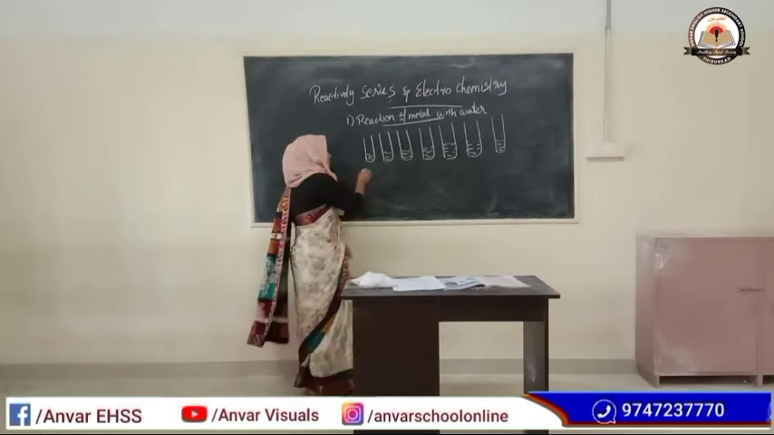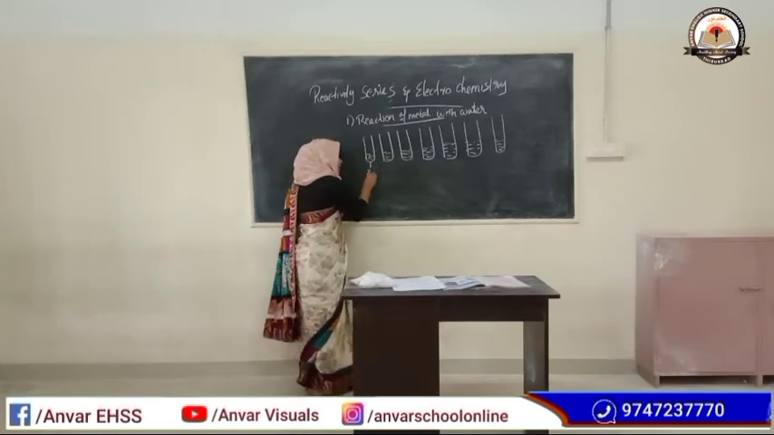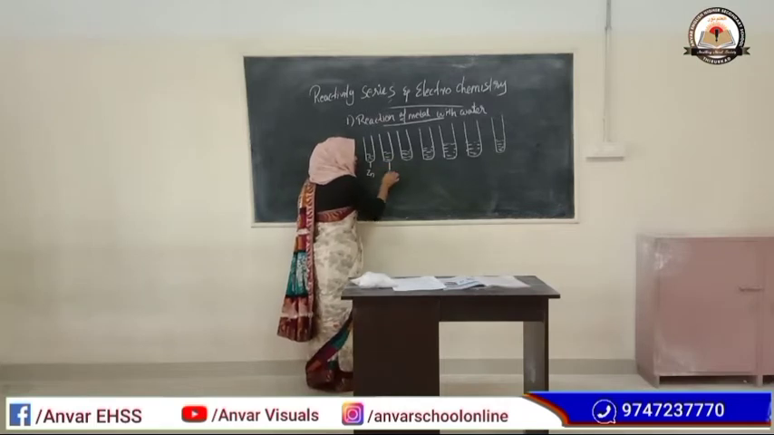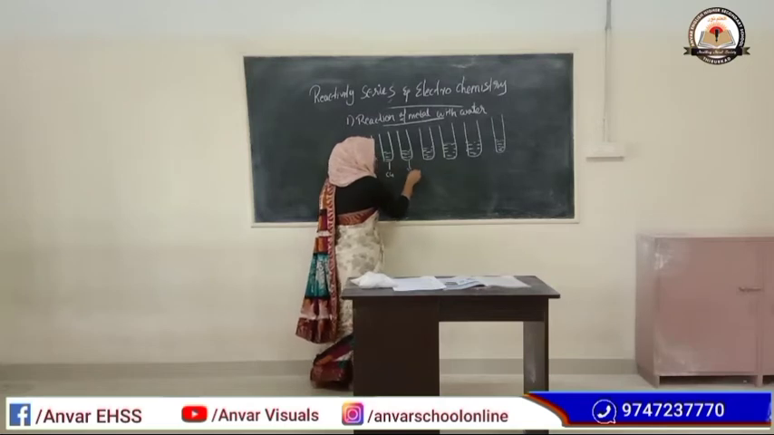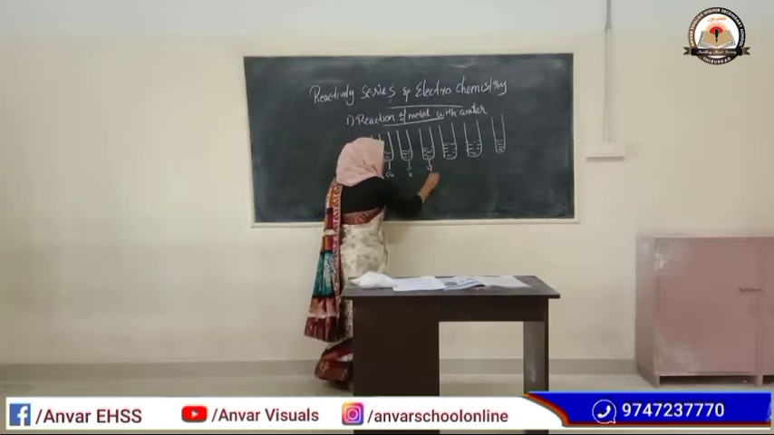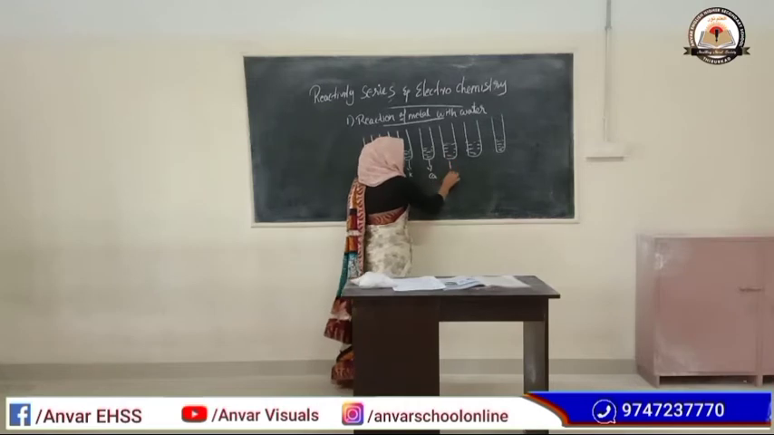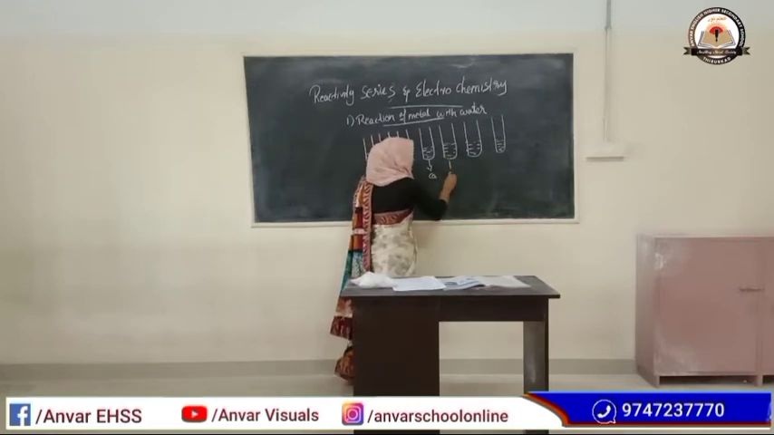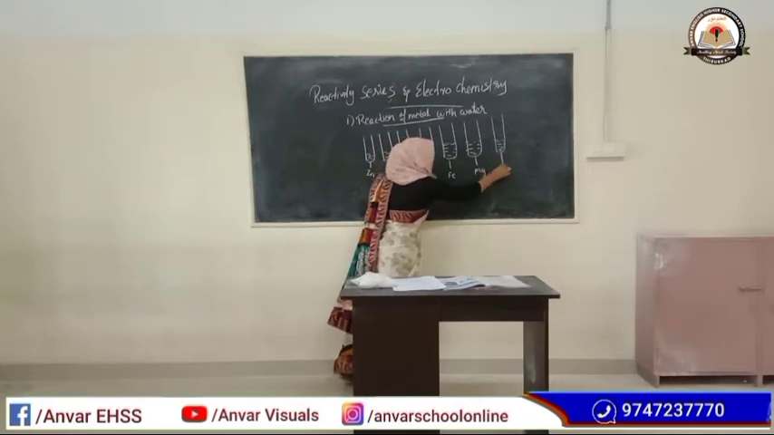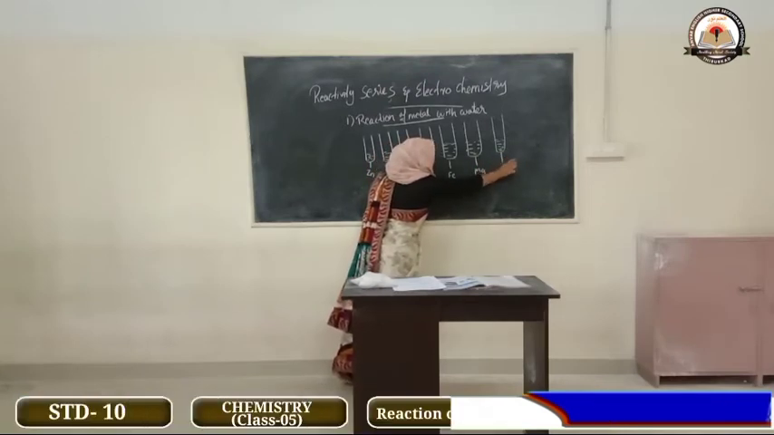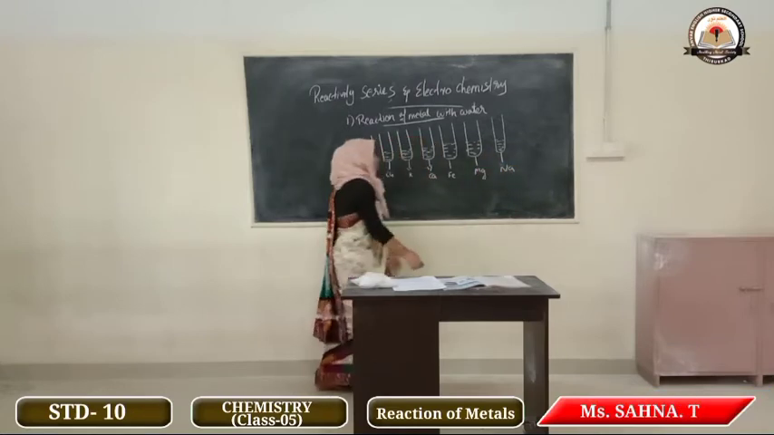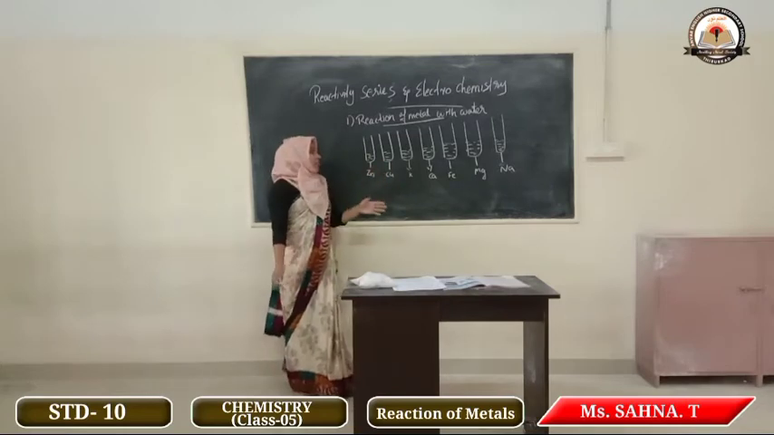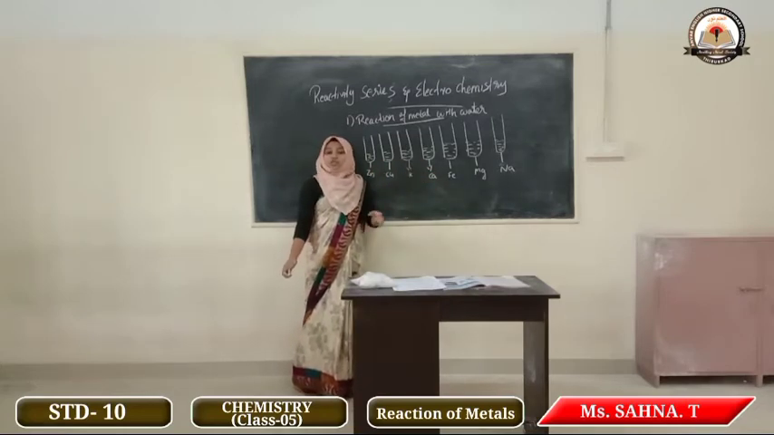In the first test tube we add zinc. In the second test tube add copper. In the third one we add potassium and in the fourth one calcium. In the fifth one iron, then magnesium. In the 7th test tube we add sodium, and observe the reaction that takes place in each test tube.